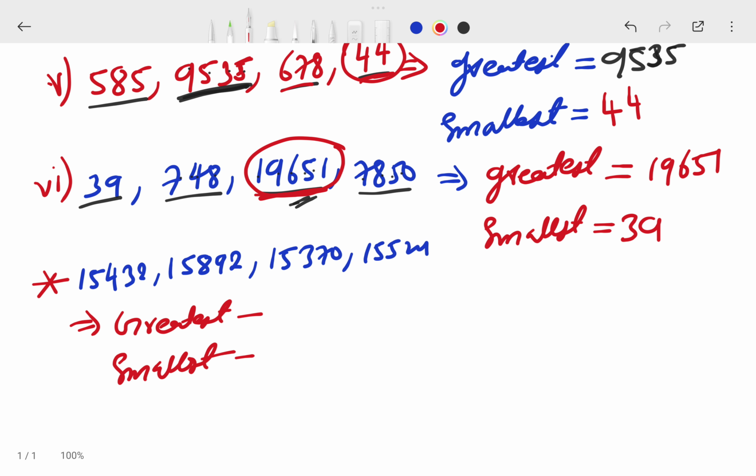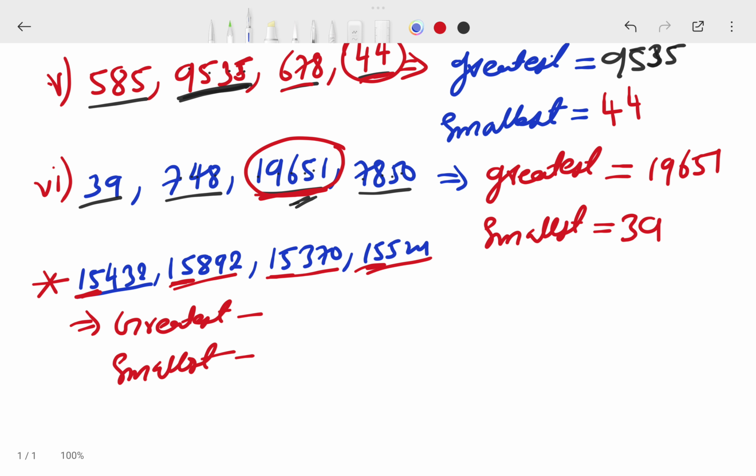In this one it's very simple. Let's count the digits. It has 5 digits, this also has 5, this also has 5. In this one all have 5 digits, so we cannot find the answer like that, because they all have the same number of digits. How are we going to find it? Just see, simple. This is 15,000, and this is also 15, this is also 15. They are the same.